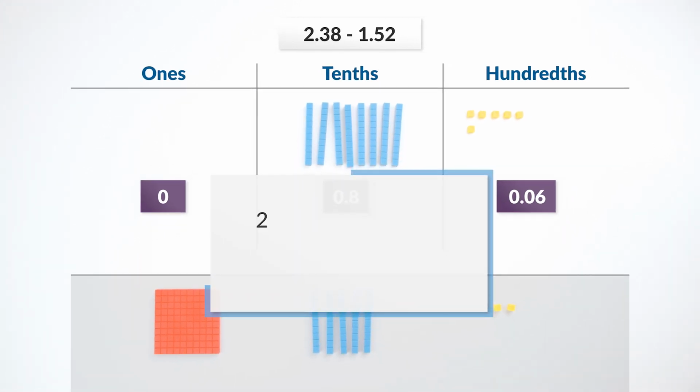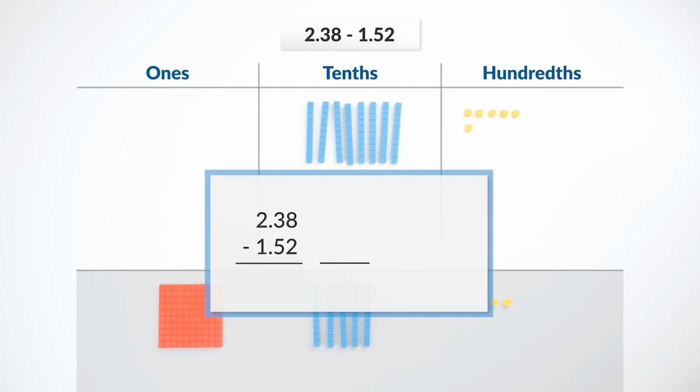I can also write this subtraction in vertical form, and in expanded form. So 2 and 38/100 is equal to 2 plus 3/10 plus 8/100. And I'm subtracting 1 and 52/100, which is equivalent to 1 plus 5/10 plus 2/100.